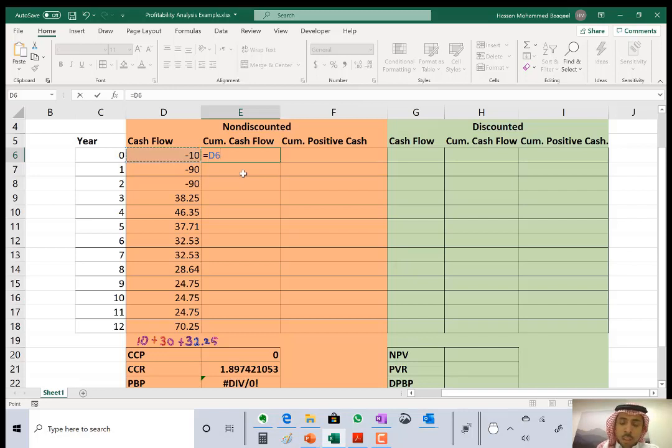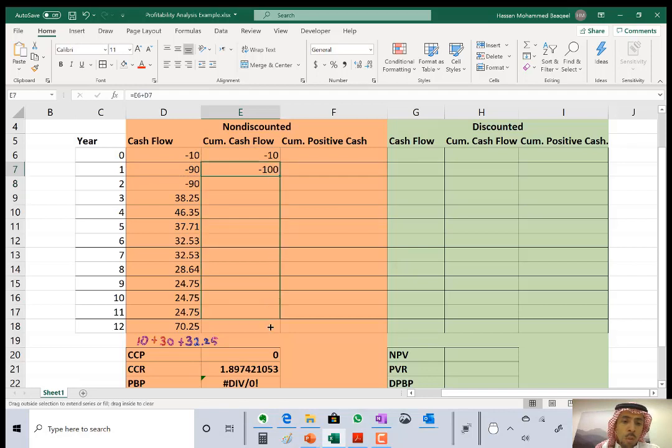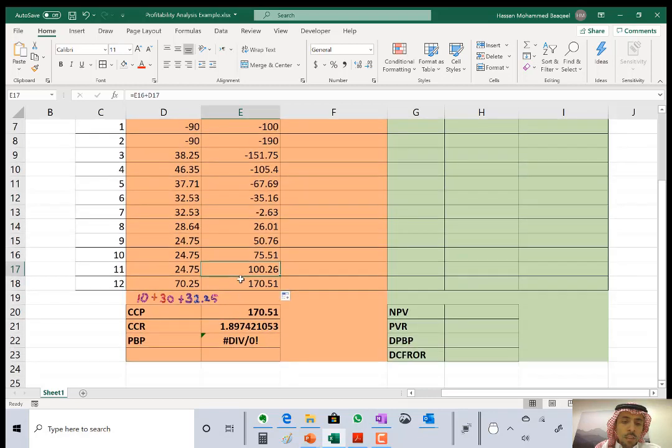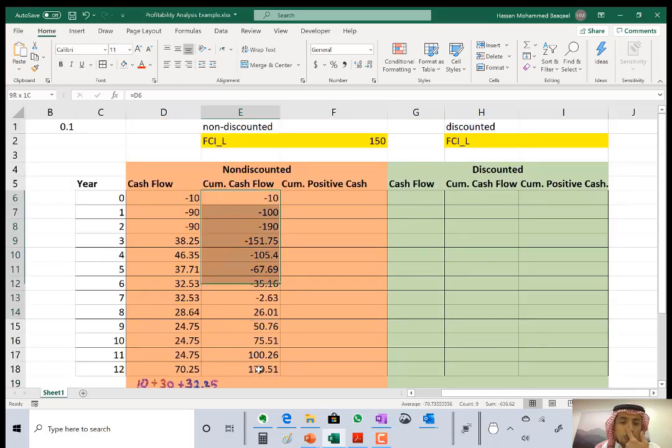So my cumulative is equal to my previous year's cumulative cash flow plus this year, and I do the same for all the years, and that's how much. Let's forget about these numbers because we're going to calculate them ourselves, and that's the cumulative cash flows.